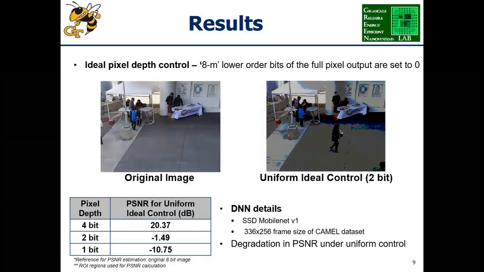As we can see from the videos, there is a degradation in PSNR, and we get the same results from our simulations. A few details on the DNN side: we have used SSD MobileNet version 1 and the Camel dataset as the input dataset, with a frame size of 336 by 256. As I mentioned, the PSNR of the resulting images shows degradation under the uniform control.